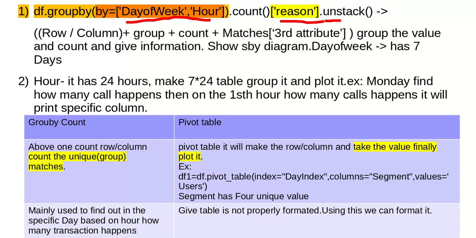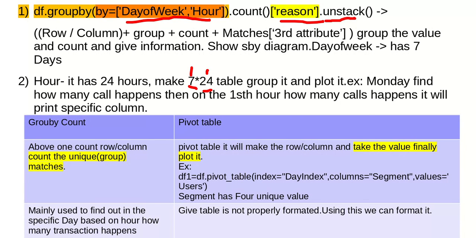Look into point number 2. In the 24 hours, we have day of week, which is 7, and hour, which is 24. So it will plot a 7 cross 24 table, and in this 7 cross 24 table, in the first Monday, rather than hour 1, just take hour 10. In the 10th hour, how many counts are there? How many matches, unique values are found?